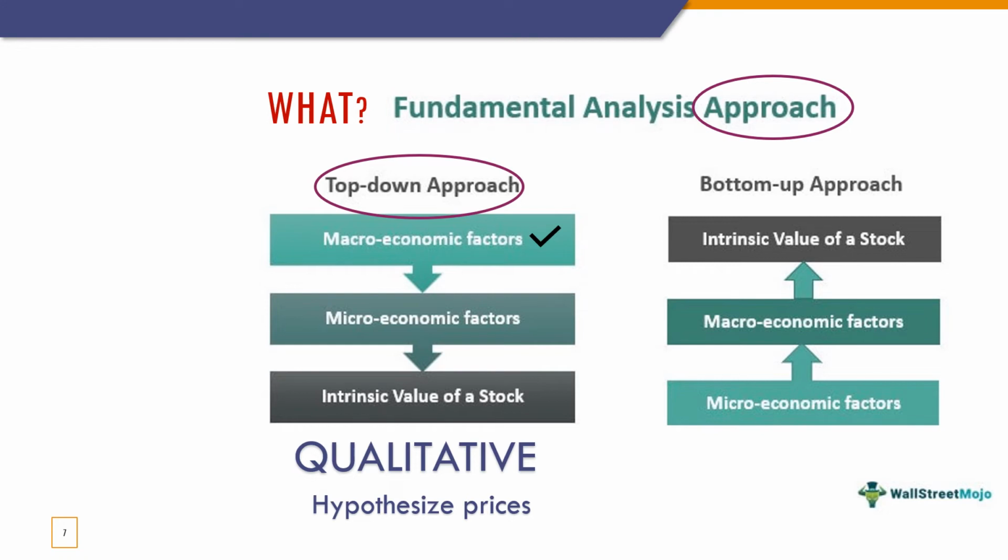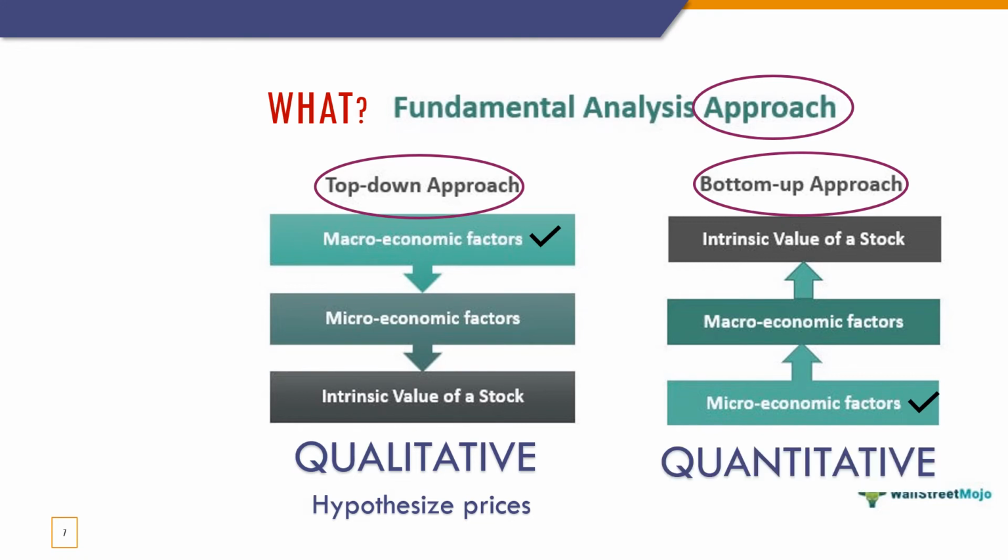On the other hand, with the bottom-up approach, we first look into the microeconomic factors, combined with quantitative analysis, that is, looking into the statistical techniques and mathematical models for us to be able to combine the economic principle or theory to determine or establish relationships between prices and economic variables to hypothesize prices.